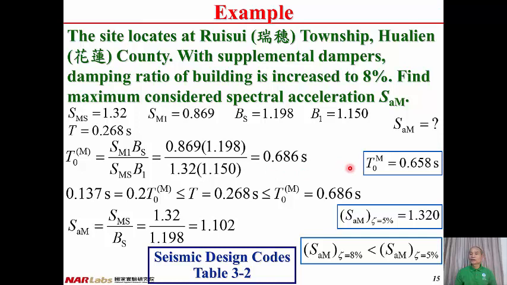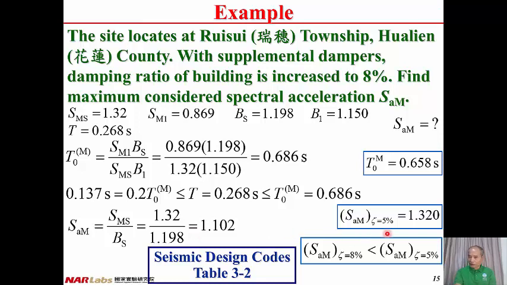And then compare with the information we get from previous lecture, the corner period equal to 0.658. Therefore, the corner period for the damping ratio equal to 8% is higher than the corner period for the damping ratio equal to 5%. Is it true for other cases? And the structural vibration period, T, equal to 0.268 seconds, and it lies between 0.2 T0M to T0 parenthesis M. Therefore, according to Seismic Design Codes Table 3-2, SAM equal to SMS divided by BS equal to 1.102.